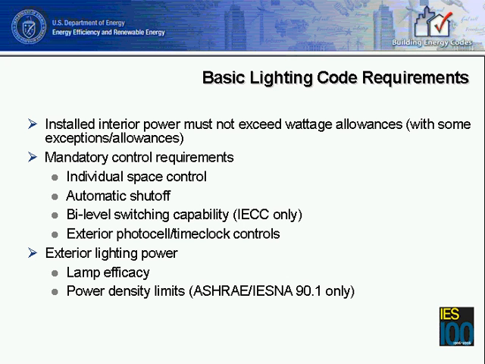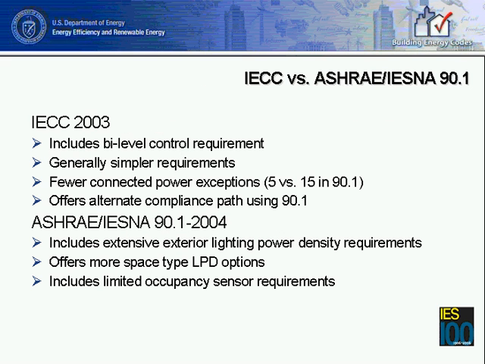There are also in the code mandatory requirements for control: individual space control, automatic shut-off. There's a bi-level switching requirement in IECC only. Both have exterior photocell time clock control. There are also some exterior lighting requirements, lamp efficacy in both codes, and in the ASHRAE code there are some power density limits as well, which we will go over in more detail.